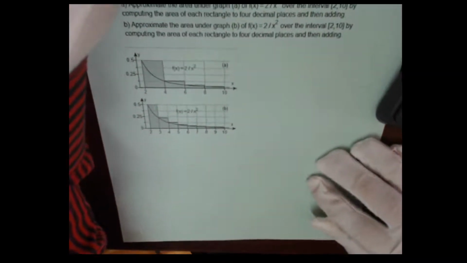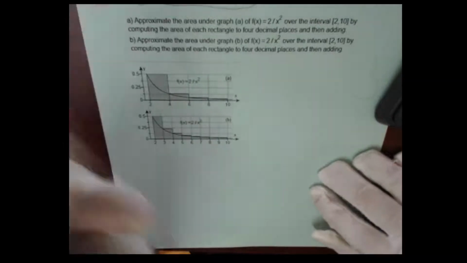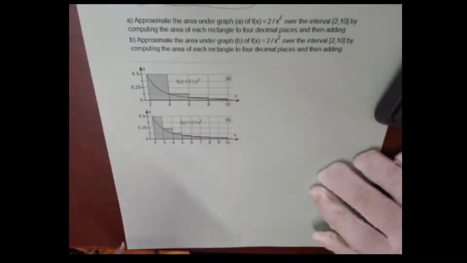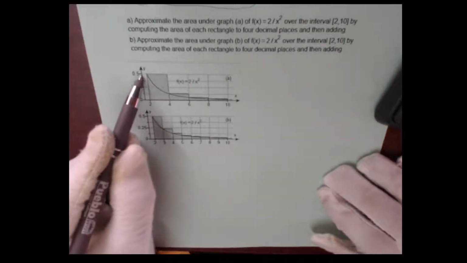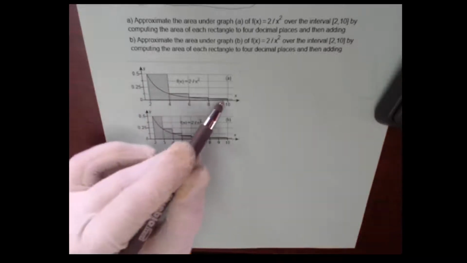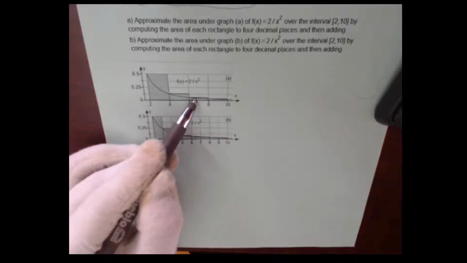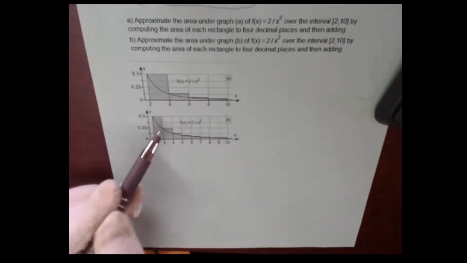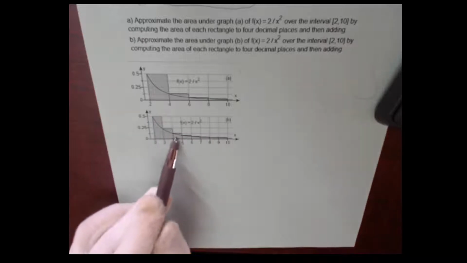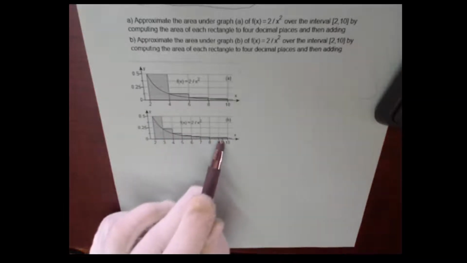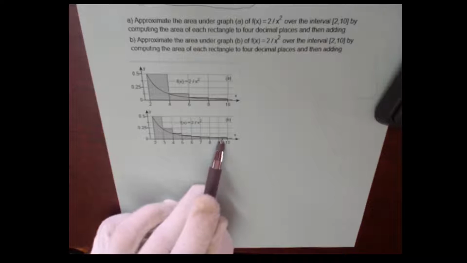All right, let's do this next problem where they ask us to approximate the area of this function 2 over x squared. You can see that the function is a kind of hyperbolic actually, and we're going to be approximating this area from 2 to 10. First, we're going to use 4 rectangles, and then we're going to use, how many is this? 1, 2, 3, 4, 5, 6, 7, 8 rectangles. And so you can see that we're using left endpoints because the rectangles are touching on the left.